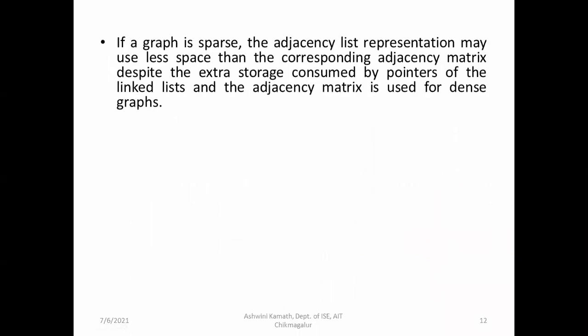So if a graph is sparse, the adjacency list representation may use less space than the corresponding adjacency matrix, despite the extra storage consumed by the pointers of the linked list, and the adjacency matrix is used for the dense graph. So I think you had this question, when to use adjacency list and when to use adjacency matrix. When you have a dense graph, where the number of edges in the graph is more, better to use adjacency matrix. When you have a sparse graph, when the number of edges in the graph is less, then go for adjacency list.